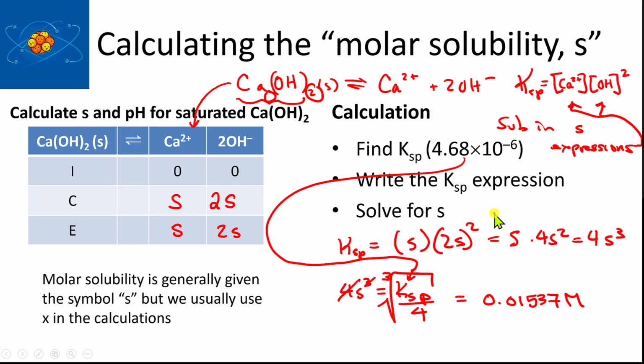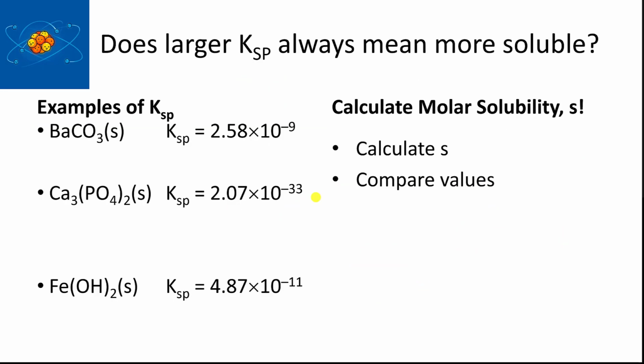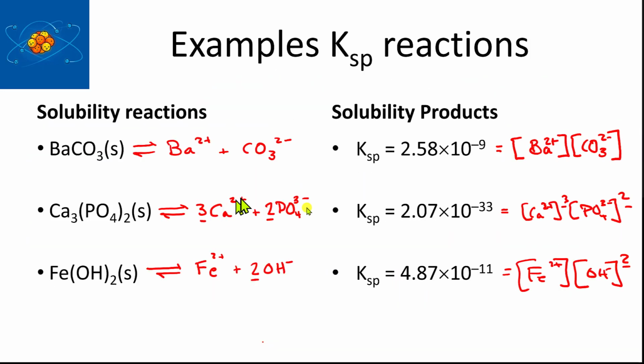So we're going to go ahead and look at a couple of others so you can get some practice. So when we practice, what we're going to do is actually practice to answer this question. Does larger Ksp always mean more soluble? This is actually what I was getting to back here, that the amount of material that dissolves depends on the solubility product, but it also depends on the solubility product expression, that is these values over here.